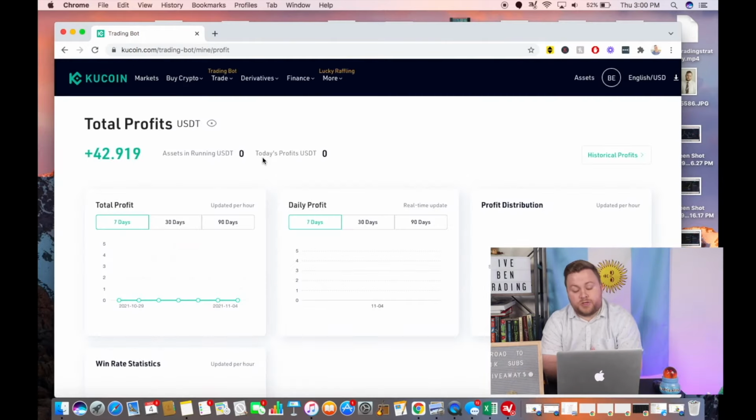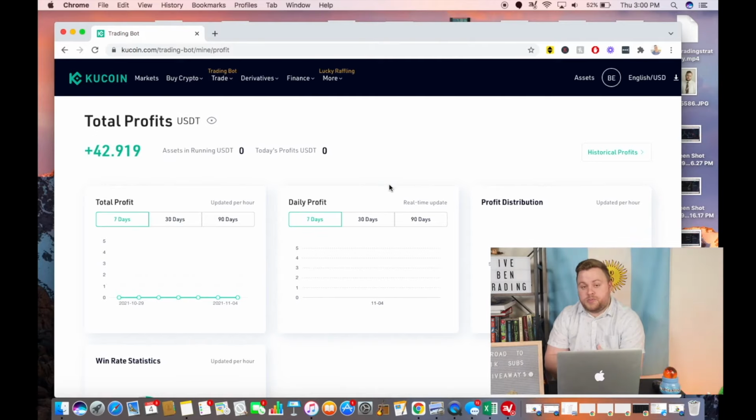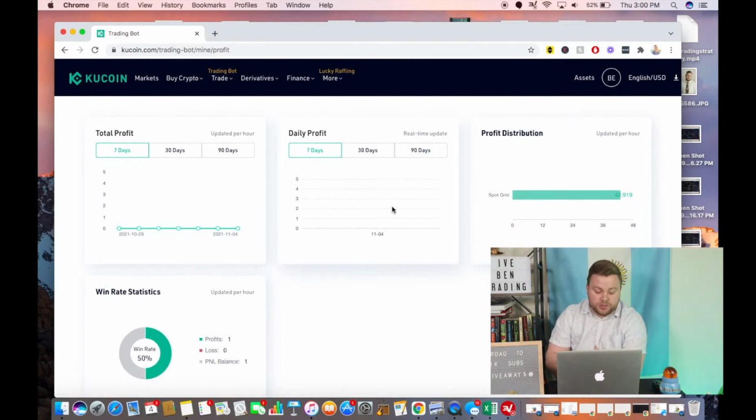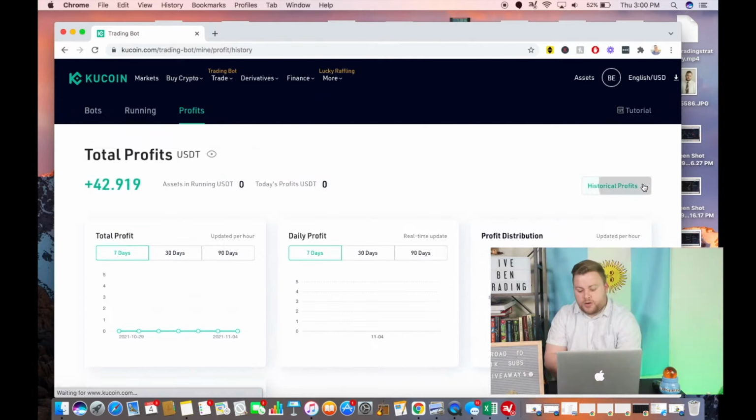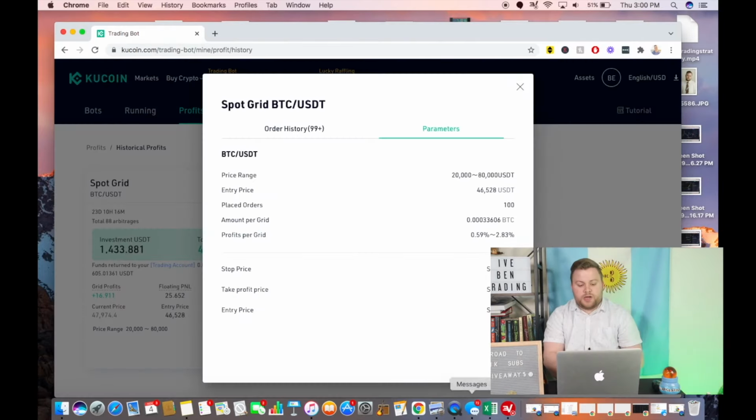So we could look at the trading bot that I use and how it did. So I had about $1,400 in the account and I made about $43. So about a 3% increase in roughly a month or so. And we could go to historical profits. So here we can actually look at the bot.